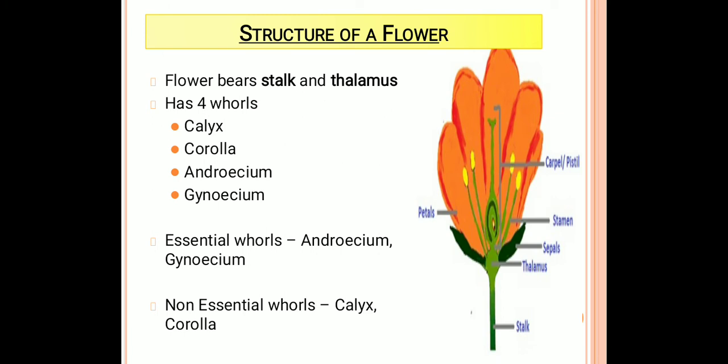Normally the flower has four whorls. One is the calyx, which is also called the sepals, then the corolla, called the petals, then the androecium, called the stamens, and the gynoecium, called the carpels. The outermost whorl is the calyx, the second is the corolla, the third is the androecium, and the fourth is the gynoecium.